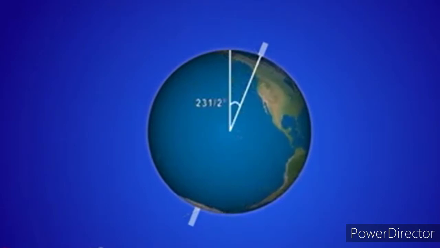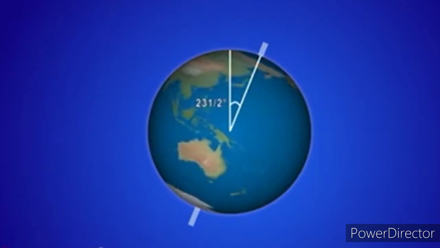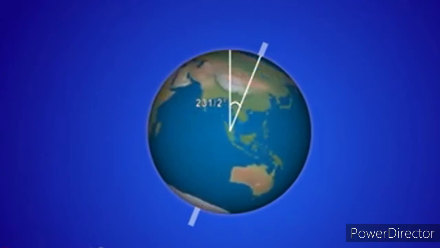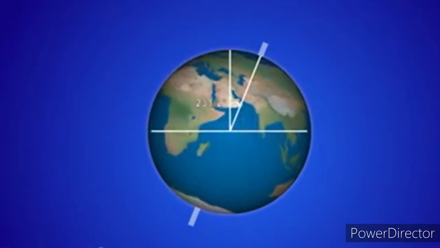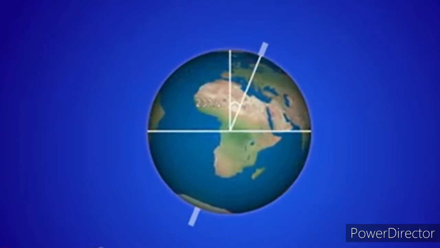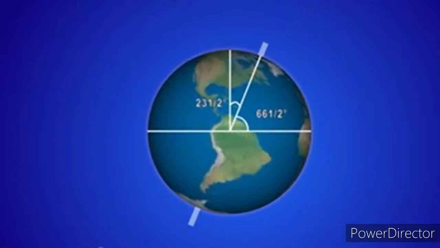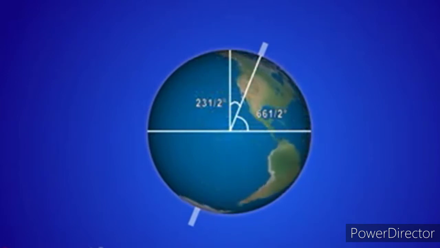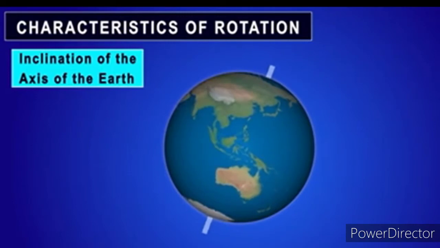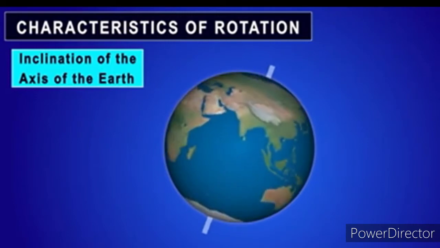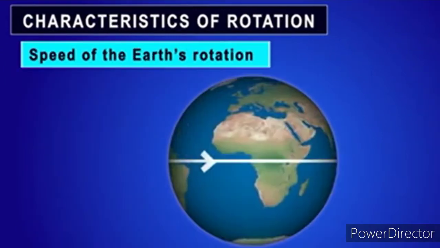This axis is tilted at an angle of 23.5 degrees to its vertical. This means that if a line is drawn parallel to the plane of the Earth's orbit, it makes an angle of 66.5 degrees to this line. This tilt is called the inclination of the Earth's axis.